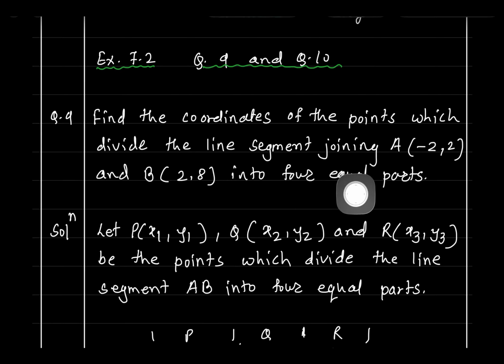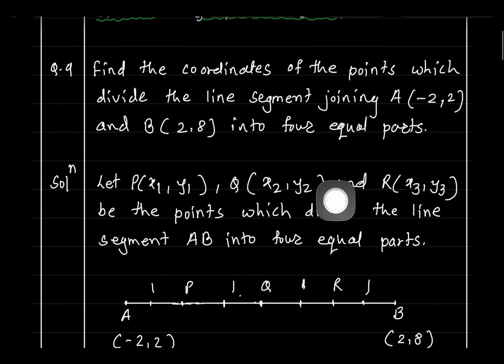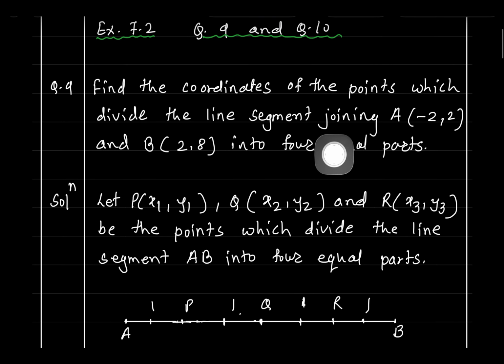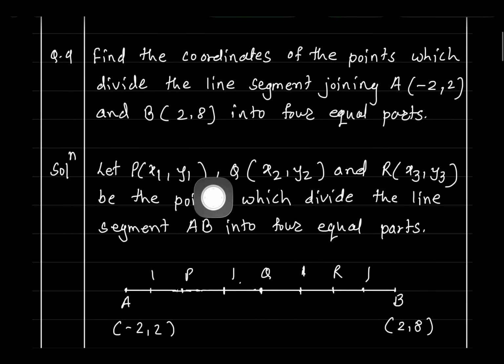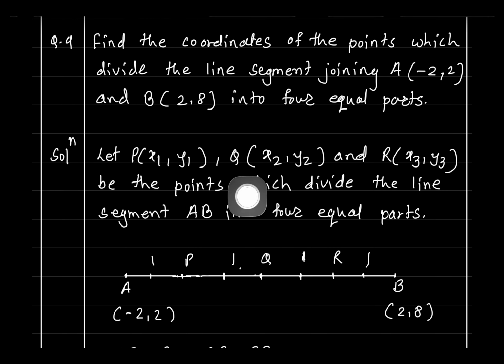These 4 equal parts mean the line AB becomes 4 parts. And how does it become 4 parts? Because on that line 3 points are there. Because of those 3 points it becomes 4 parts. Let's consider those points P, Q and R.